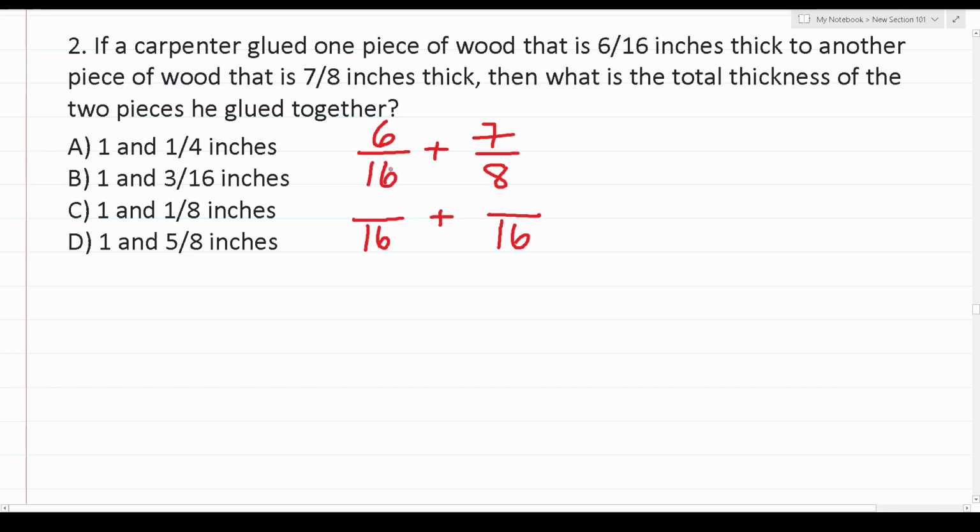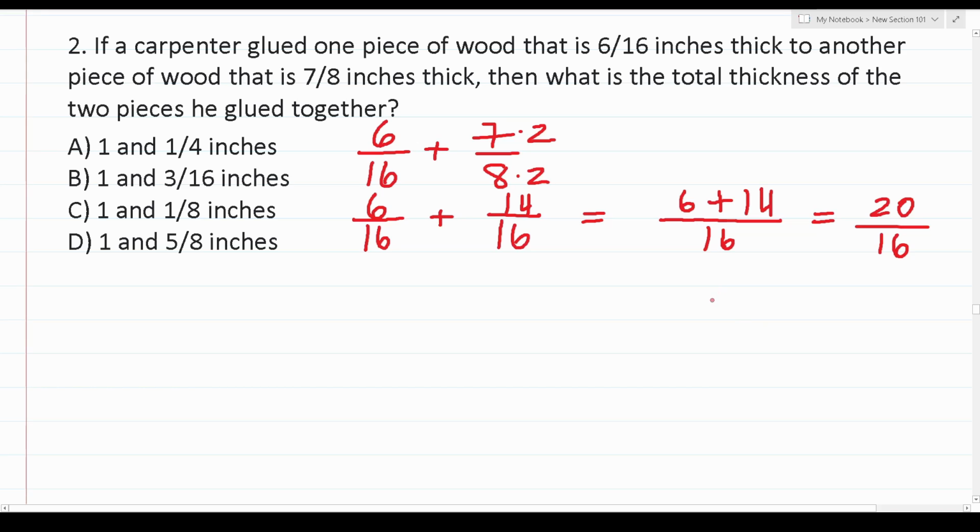And 6 over 16 already has a denominator of 16, so we're just going to copy that one down as is. In order to write 8 as 16, however, we're going to have to multiply it by 2, and we're also going to have to do that to its numerator. 8 times 2 is 16. 7 times 2 is 14. All right, so this is 6 over 16 plus 14 over 16, which looks like this when we add them together. 6 plus 14 is 20 over 16.